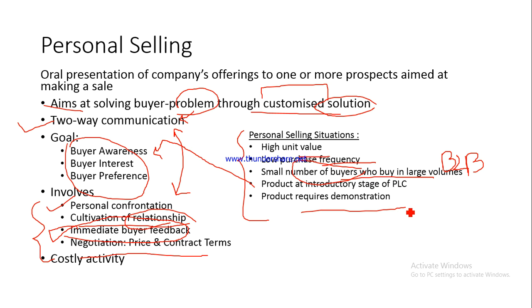So for example, specifically in rural markets, when you are trying to sell a tractor or when you are trying to sell pesticides, you may have to demonstrate how to use this tractor or how to apply these pesticides. And this demonstration cannot happen if you do not have a salesperson visiting the prospective buyers. So in such cases also personal selling is required, personal selling is used, right?